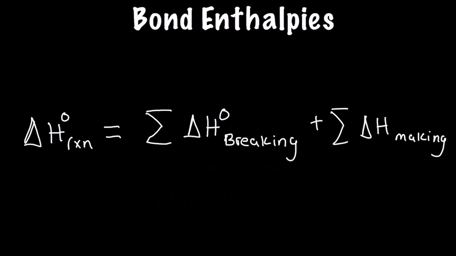So the delta H of reaction is going to be equivalent to the sum of all the energy it takes to break all the bonds that will be broken, minus all the energy that is released from all the bonds that you're going to make. That's the basic formula you need to know. And let's try a couple of practice problems.